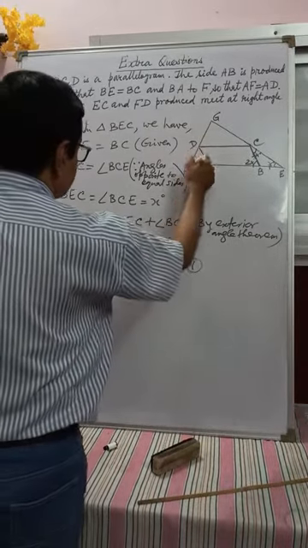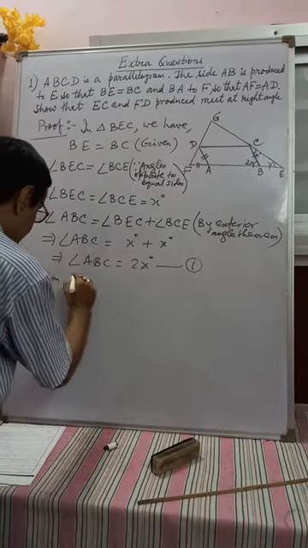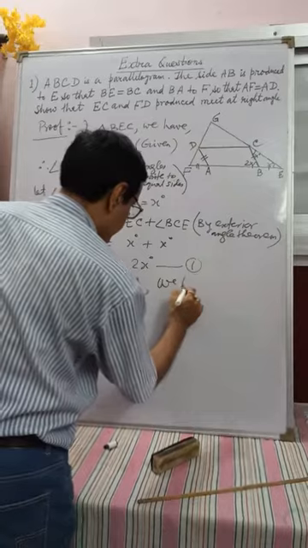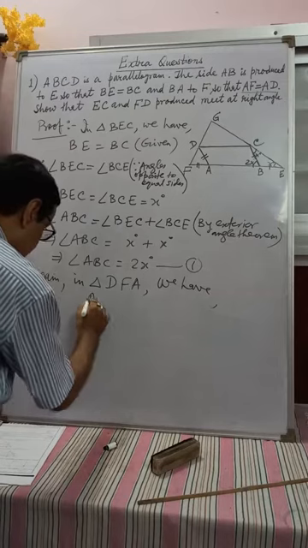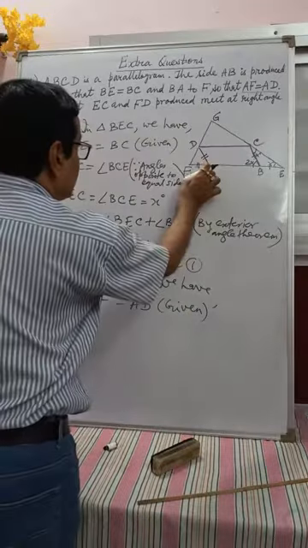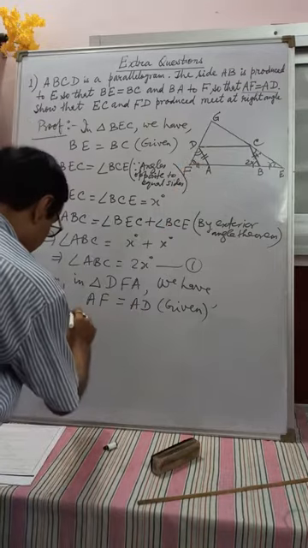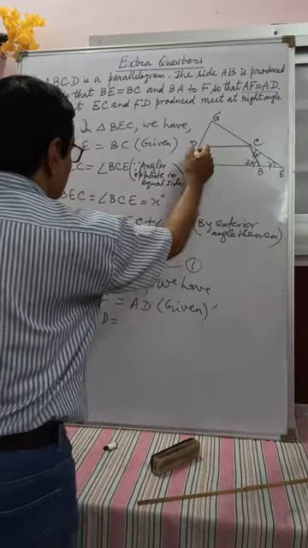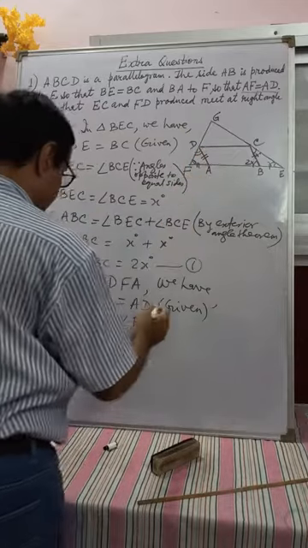Now we will take up this triangle DFA. Again in triangle DFA, we have, this is given, AF is equal to AD. AF is equal to AD, that is given. And when AF and AD are equal, their opposite angles are also equal. So that means angle AFD is equal to angle ADF.